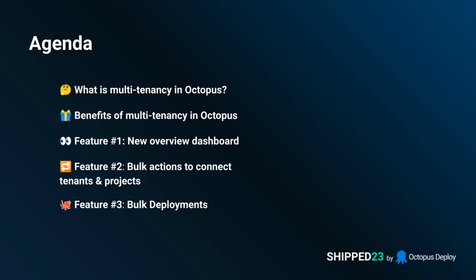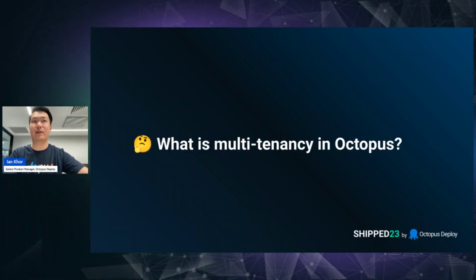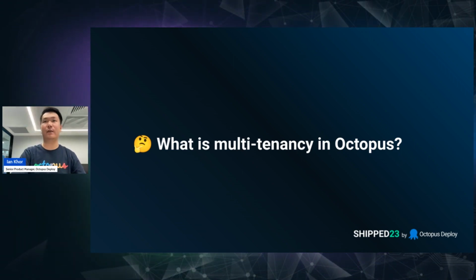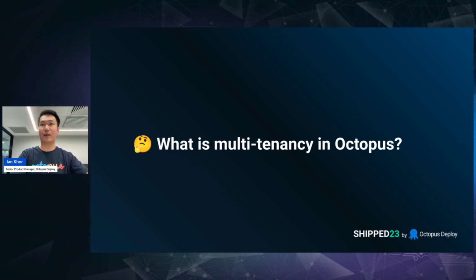So first off, what I really want to talk about is what is multi-tenancy in Octopus? And again, the reason why I want to talk about this is because there's sometimes a couple of ways in which this term can be used. Sometimes folks are a bit confused by what tenants are, and I just really want to take the time to explain how we think about it in Octopus.